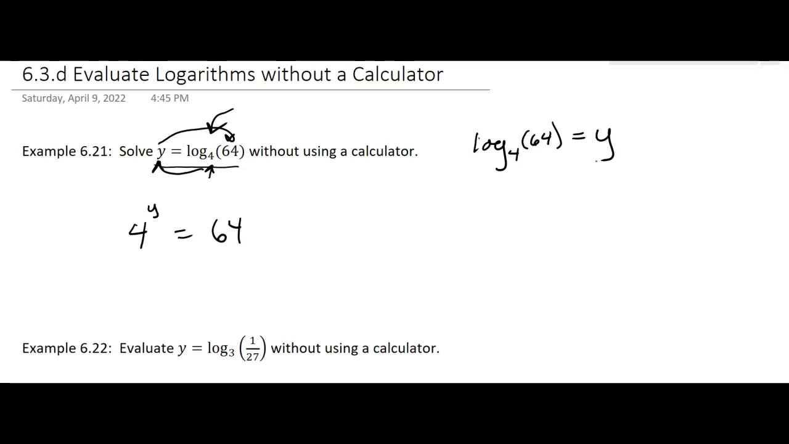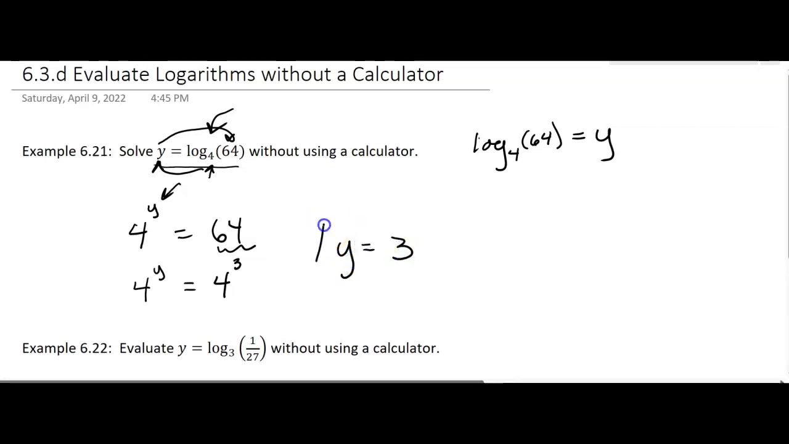All right, so what we really want to do is say, well, 4 to some power equals 64. Now, just off the top of your head, you might know that. If you don't, then try to get the 64 to be a power of 4. And 64 is 4 cubed. So you can do that on a calculator if you want, or maybe you just know. So what that means then is y equals 3.